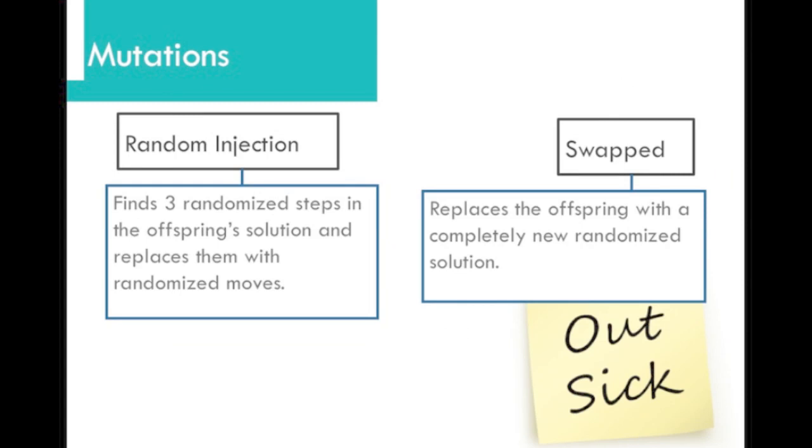Here are two mutations. The random injection mutation finds 3 randomized steps in the offspring solution and then it replaces them with a randomly generated move. The swap mutation replaces the entire offspring with the new randomized solution.